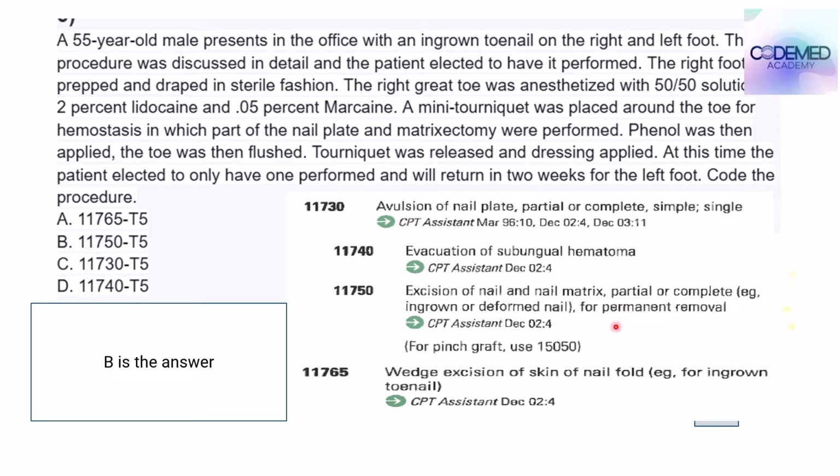So rather than using the words excision of the nail matrix, they have used the word matricectomy. Ectomy is the removal, and that removal means the excision when they take out the whole thing. And 11750 and TA is for the right foot great toe. And so we will go with the answer B.